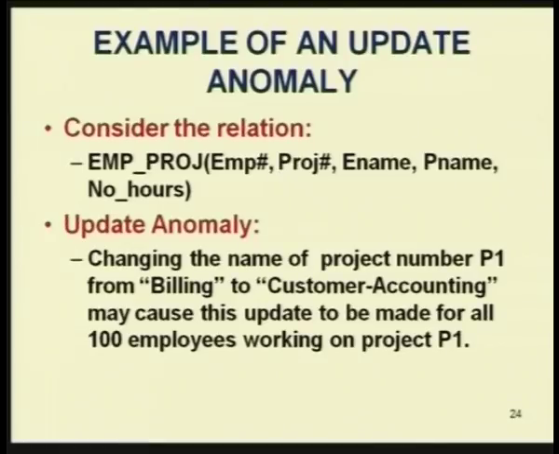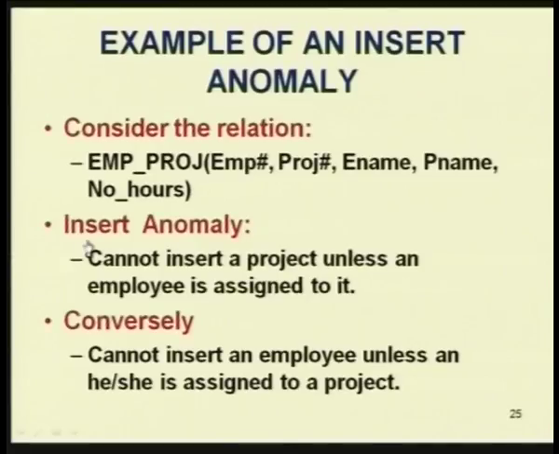Now, what will happen? You will have to change all the 100 tuples associated with the 100 employees who are working on project P1. So, this is a typical update anomaly, a type of modification anomaly, where because of the wrong design, if you update one of the attributes which has to do with another entity, then, I have given an example of 100 employees, suppose you had 1000 employees, then in 1000 tuples you would have to change the project name from billing to customer accounting, which is not a very efficient way of doing things. So, this is called update anomaly. Update anomaly comes under modification anomaly.